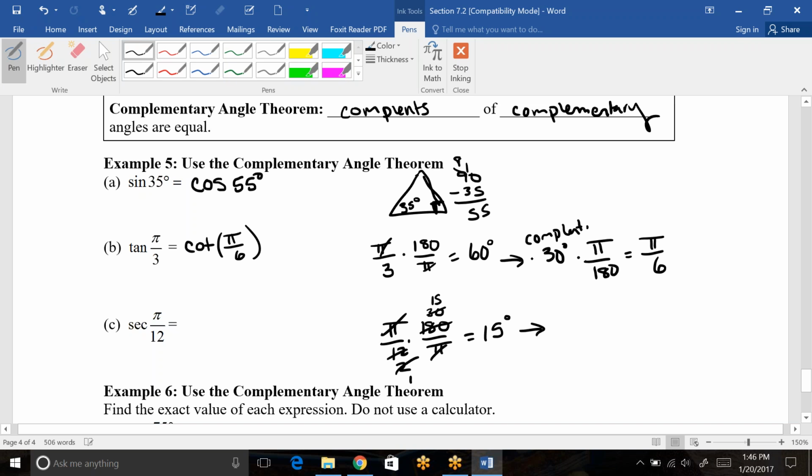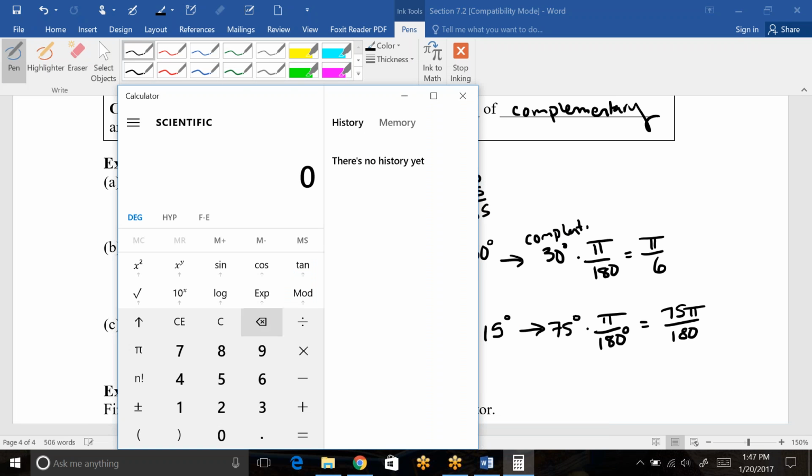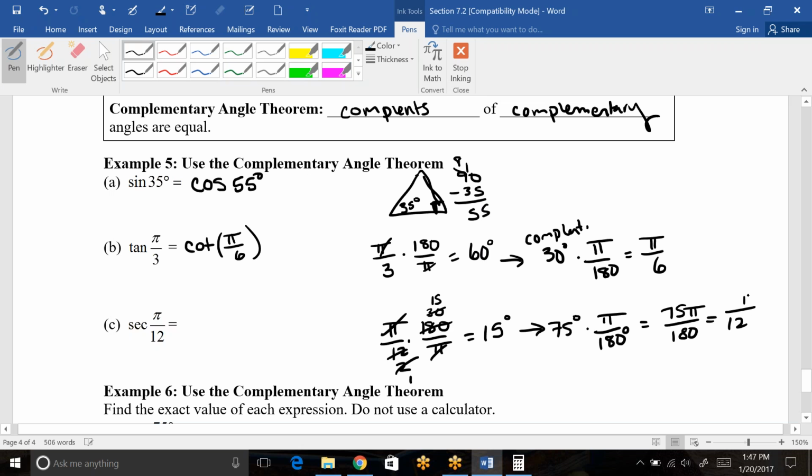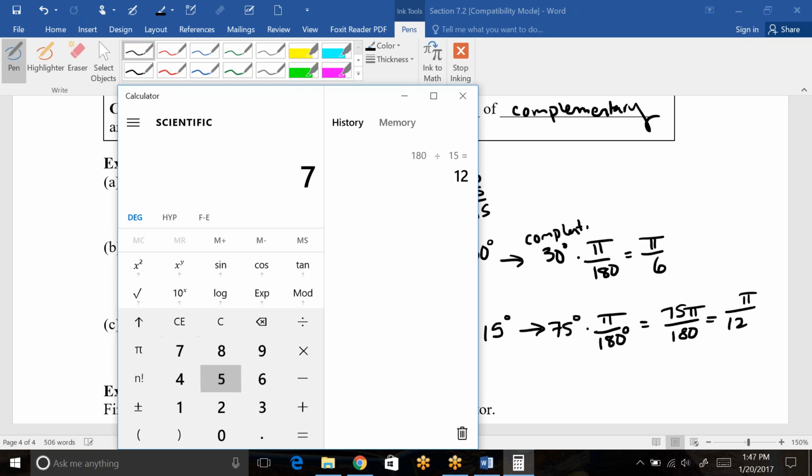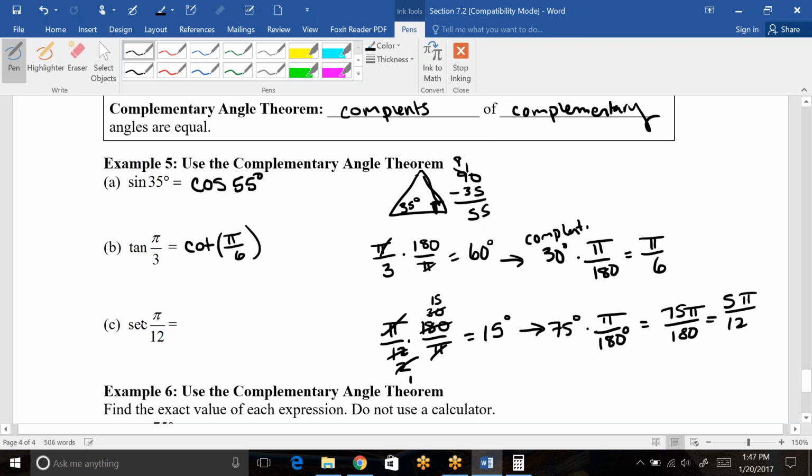So the opposite of 15 degrees, when we think about adding up to 90 degrees, would be 75 degrees, and we'll want to turn that back into radians. So that would be 75 pi over 180, and I'm going to have to divide that by probably 15 to reduce it. Let's check and see if that works. Yeah, that would be 12 on the bottom, and 75 divided by 15 is 5. So this would be secant. Remember, its complement is cosecant, and it would be of 5 pi over 12.